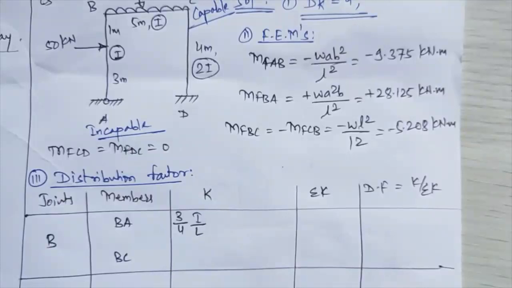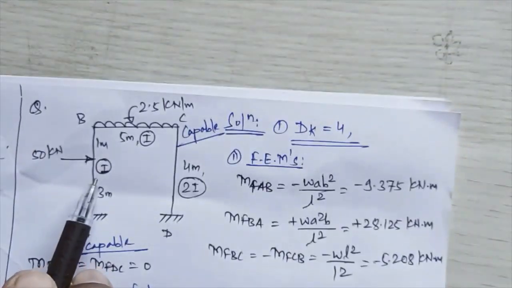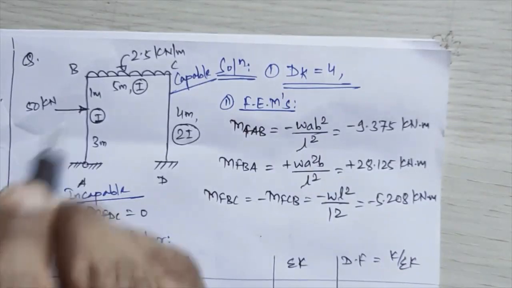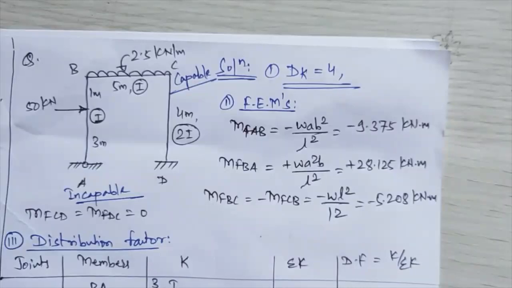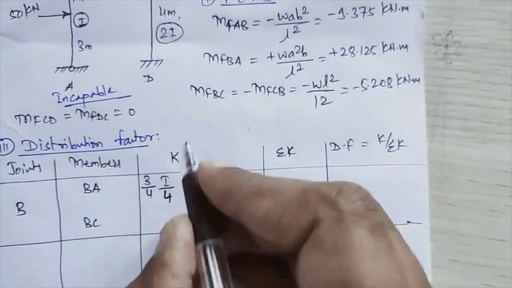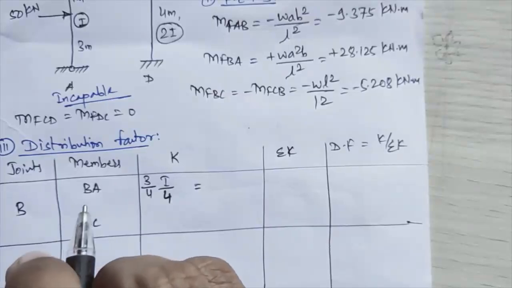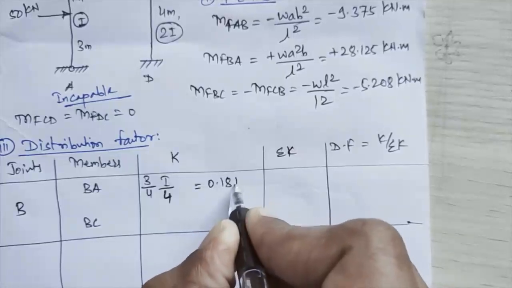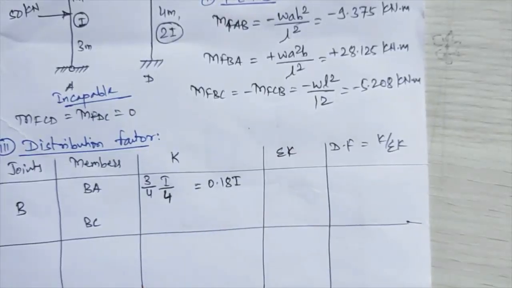of I by L. Now if you see, the I value is given to you directly, so it will remain as it is. Length of member BA is equal to 4, so I'll write here 4. So this comes equal to 3I divided by 16. If you simplify this, this value is equal to 0.18 of I. You check this value, I'm getting 0.18 of I.